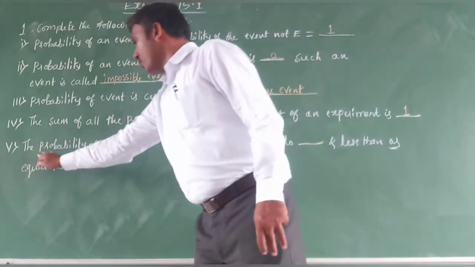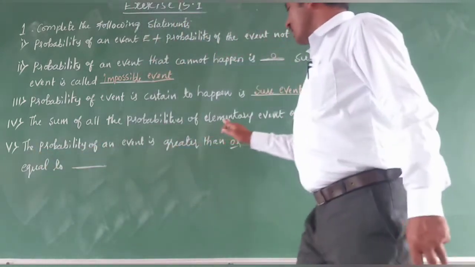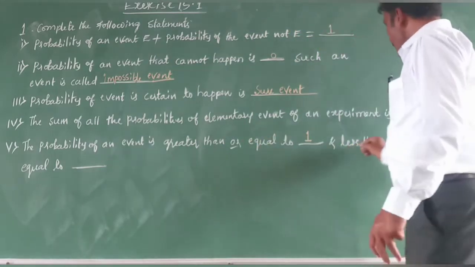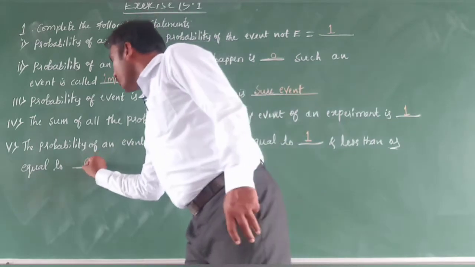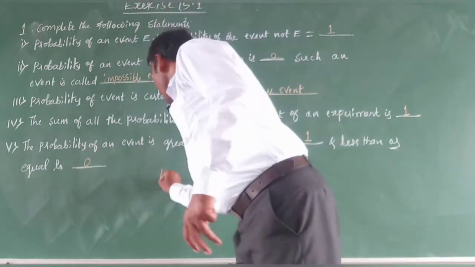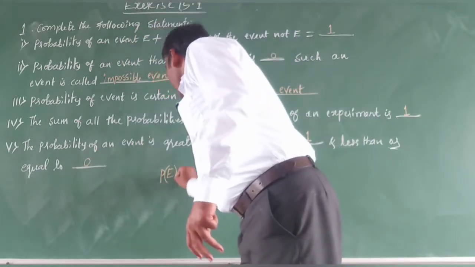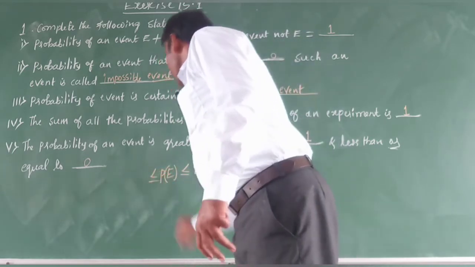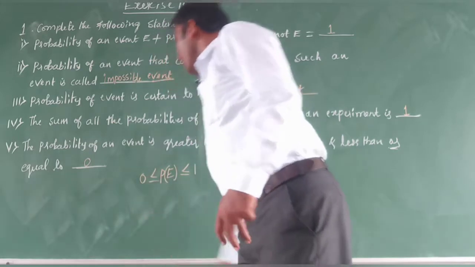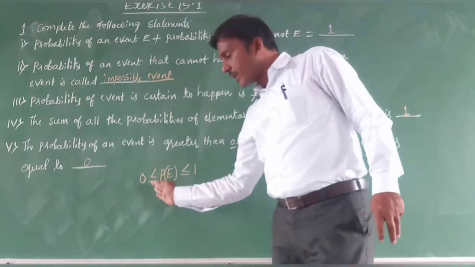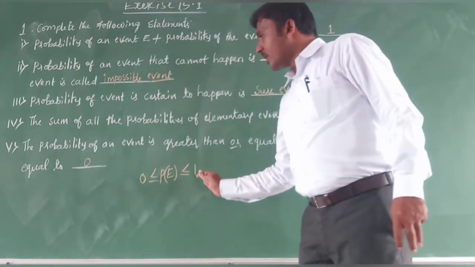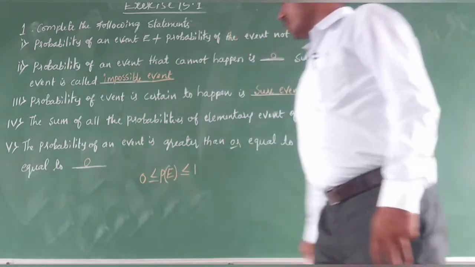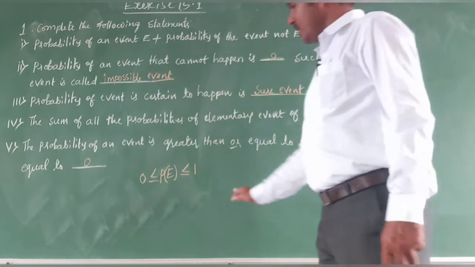Next, the last question: the probability of an event is greater than or equal to 1, and less than or equal to 0. The probability of an event is always greater than or equal to 0 and less than or equal to 1. P of E is always greater than or equal to 0 and less than or equal to 1. It lies between 0 and 1.